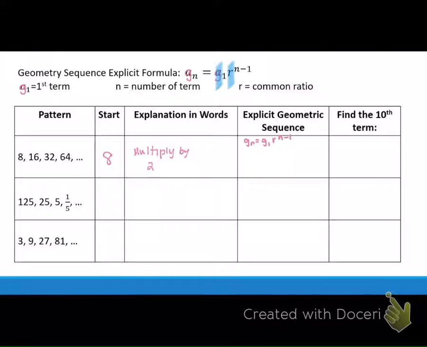What is the equation for this one, Cassie? Times what? To the? It's n minus 1.